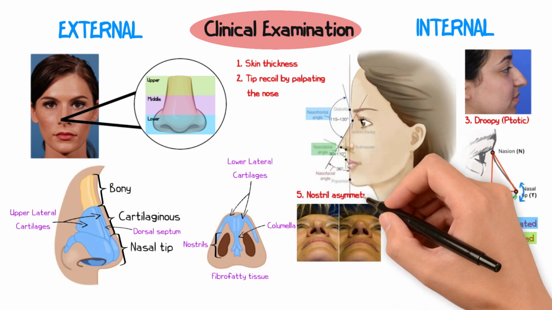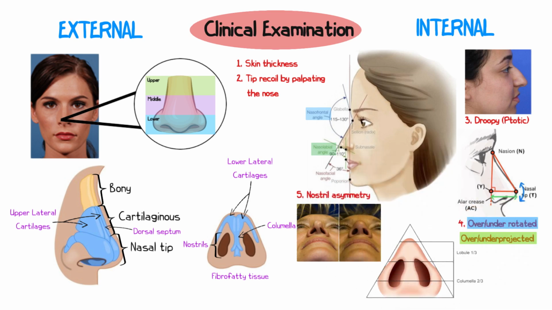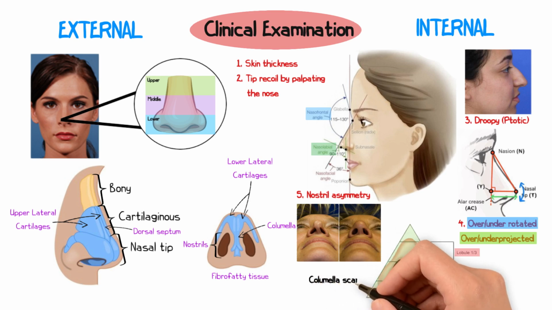Comment on nostril asymmetry, and comment on the shape of the tip. Ideal textbook proportions refer to the base of the nose as being an equilateral triangle between the tip and alar bases. The columella to lobule ratio should be approximately 2/3 to 1/3, and look closely here for columellar scars.